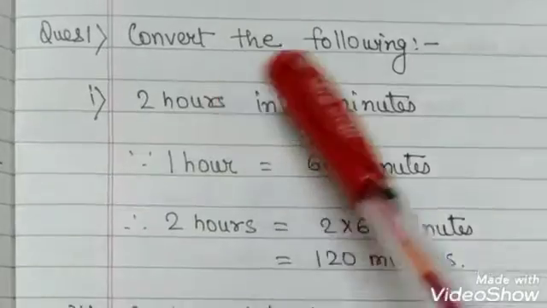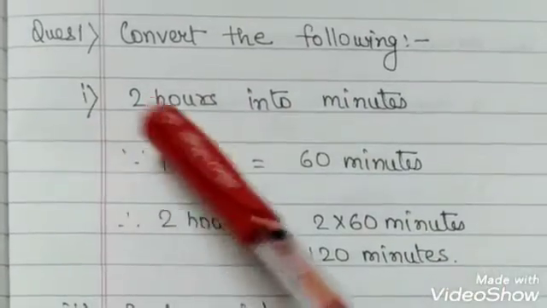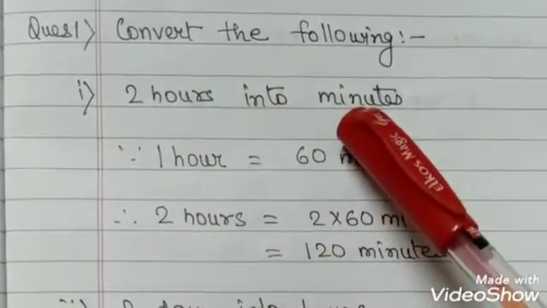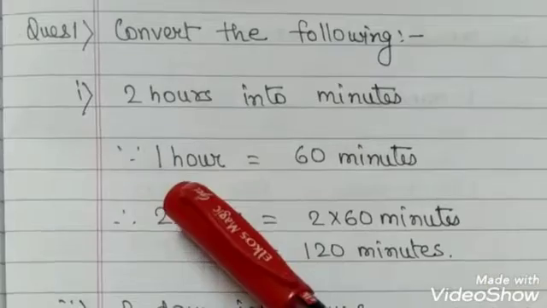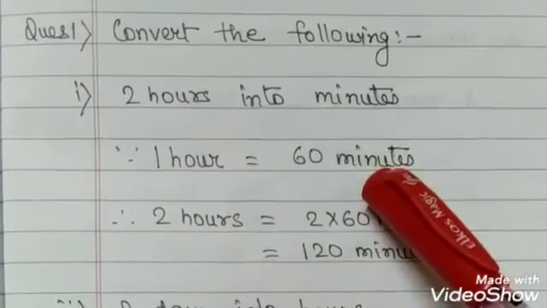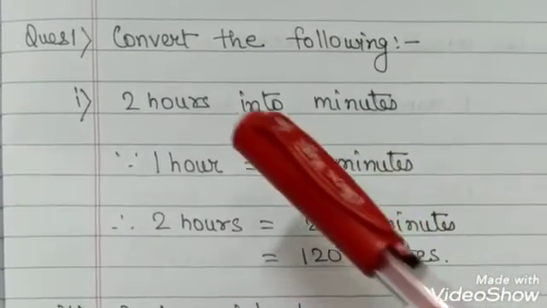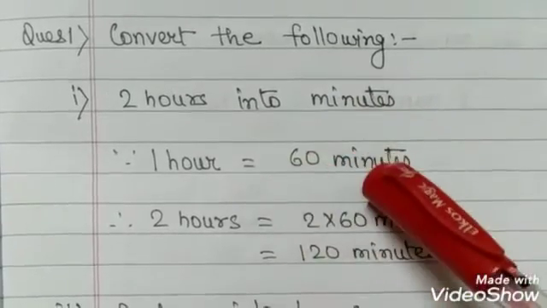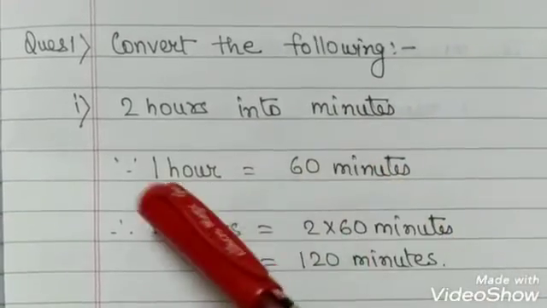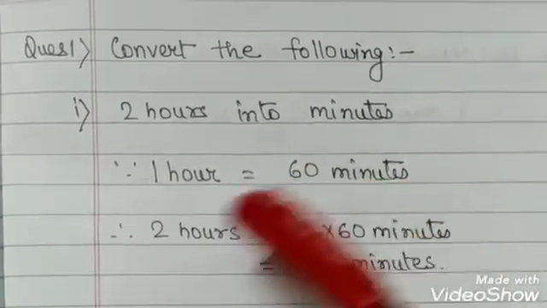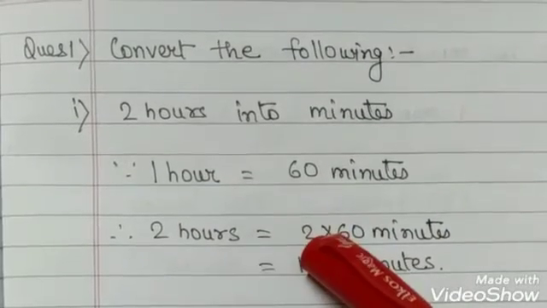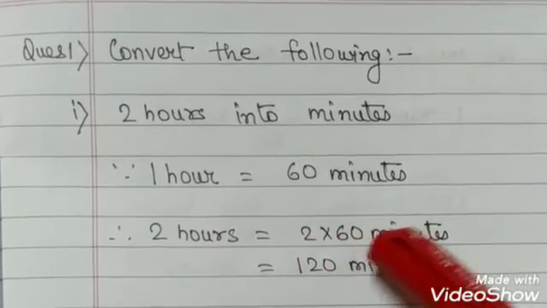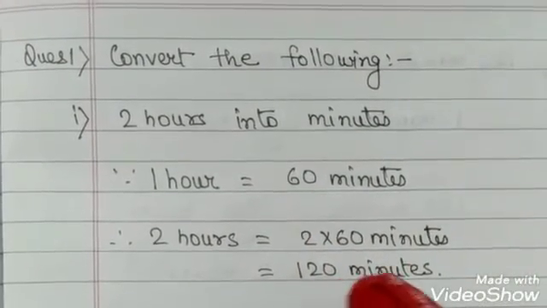Question. Convert the following. Number 1, 2 hours into minutes. Now we know that 1 hour is equal to 60 minutes. So to convert the higher unit to the smaller unit, we multiply with the relationship between the two units. So since 1 hour is equal to 60 minutes, 2 hours is equal to 2 multiplied by 60 minutes. This will give us 120 minutes.